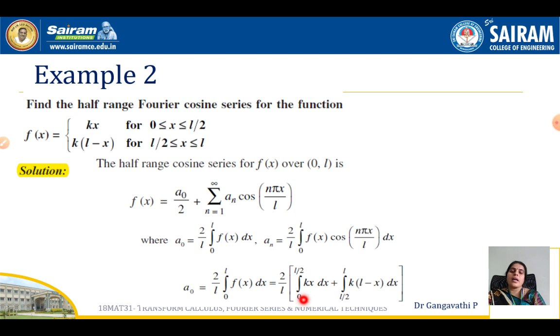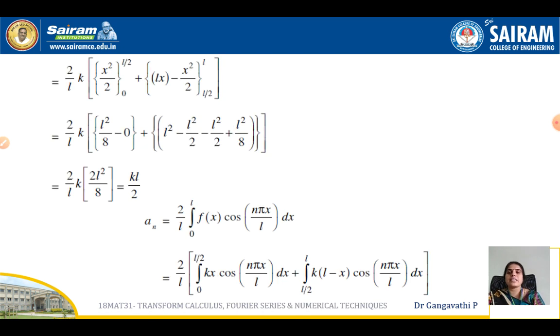When the limits are 0 to l by 2, f of x is kx. And when the limits are l by 2 to l, f of x is k into l minus x. So do the integration and then substitute the limits. We get this answer as kl by 2. Then an is, this is the formula that we have.